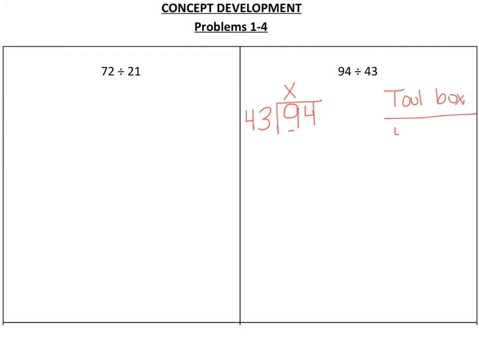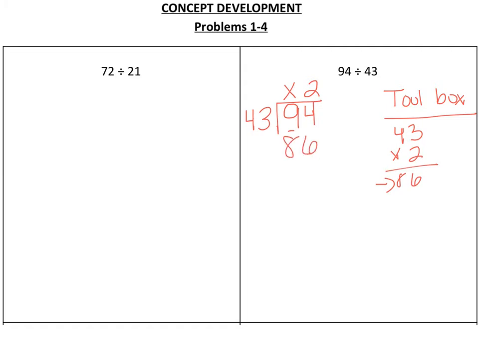So I'm going to try 43 times 2, because 43 times 1 is 43. 2 times 3 is 6. 2 times 4 is 8. Ooh. Well, if I do one more, 43 times 3, it's going to be way over 94, because 86 is pretty close to 94. So I'm going to put 94 divided by 43 is close to 2. 2 times 43, well, I already have that answer, which is 86.